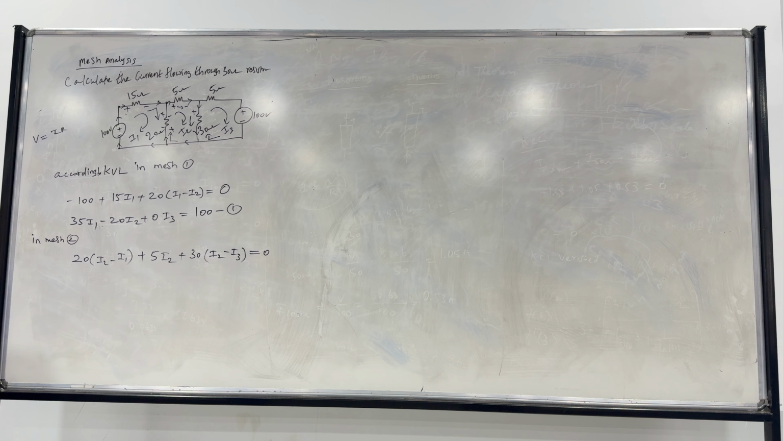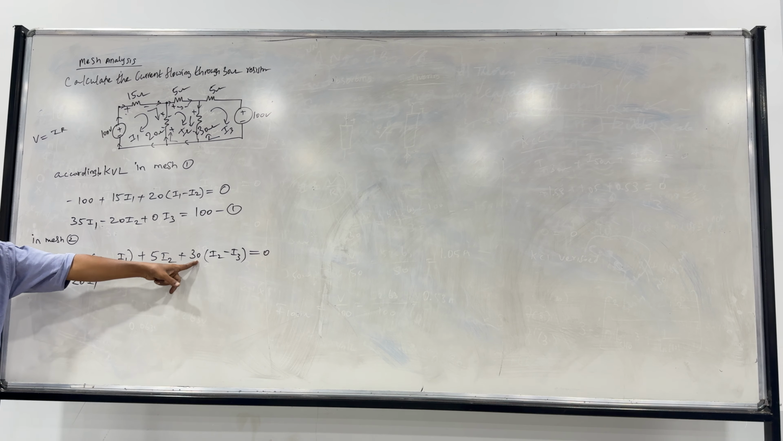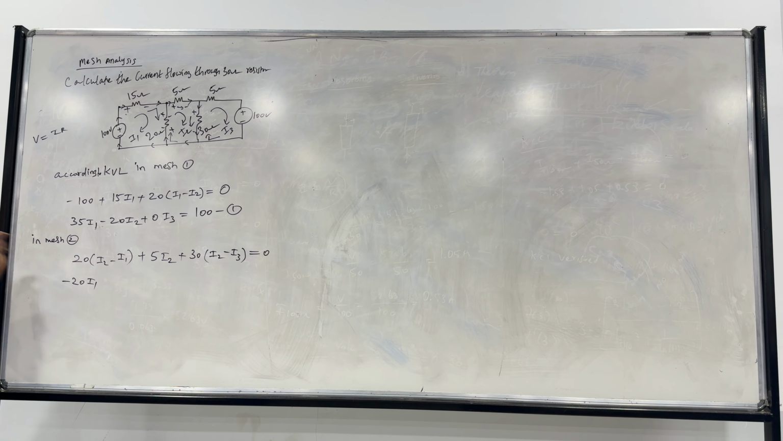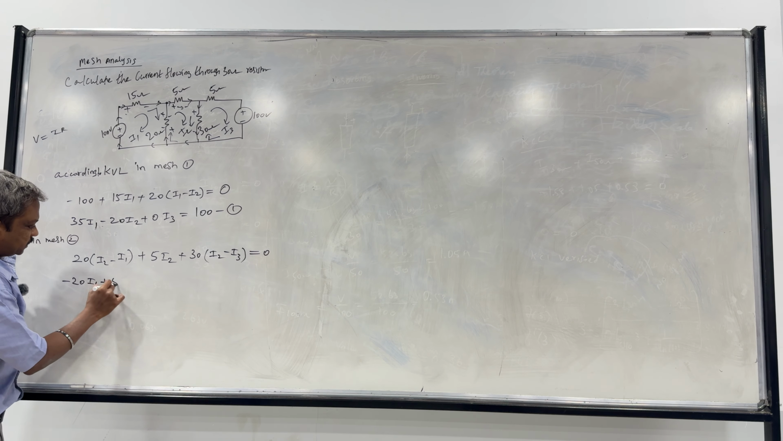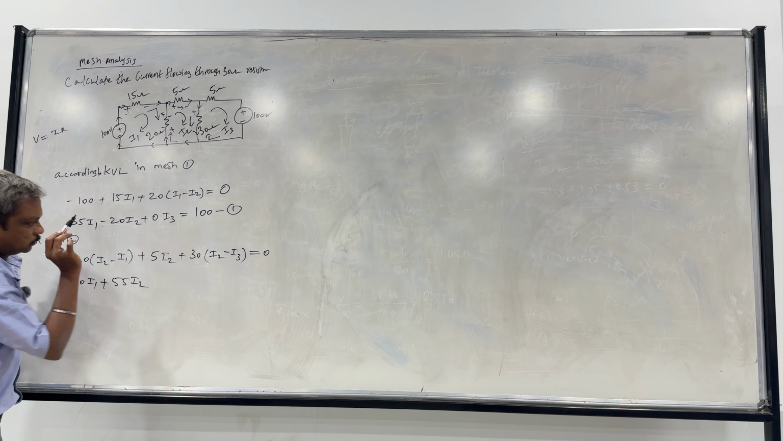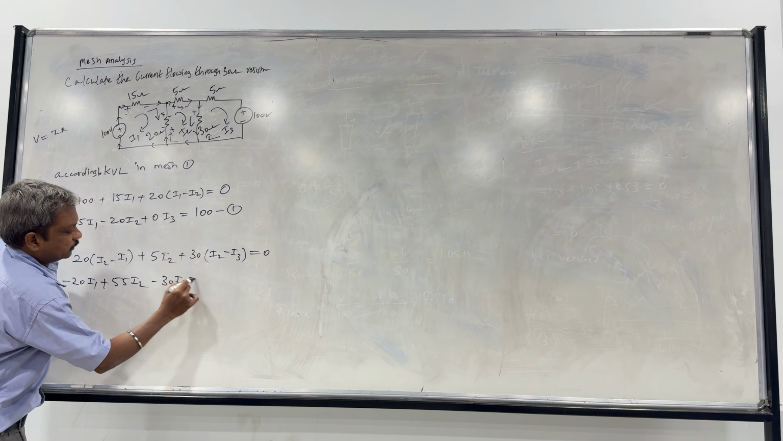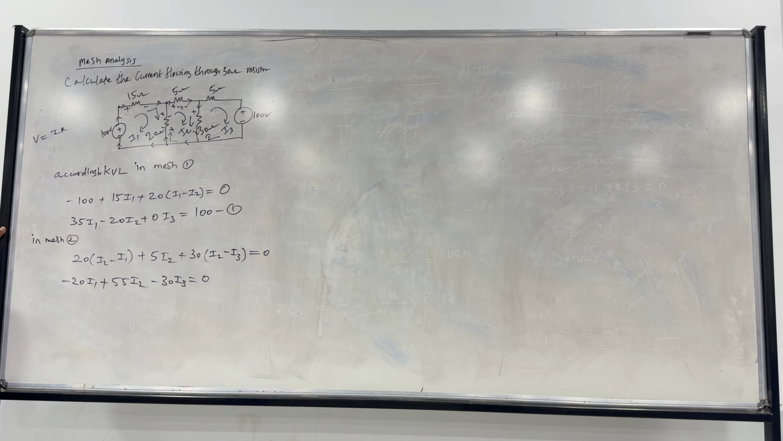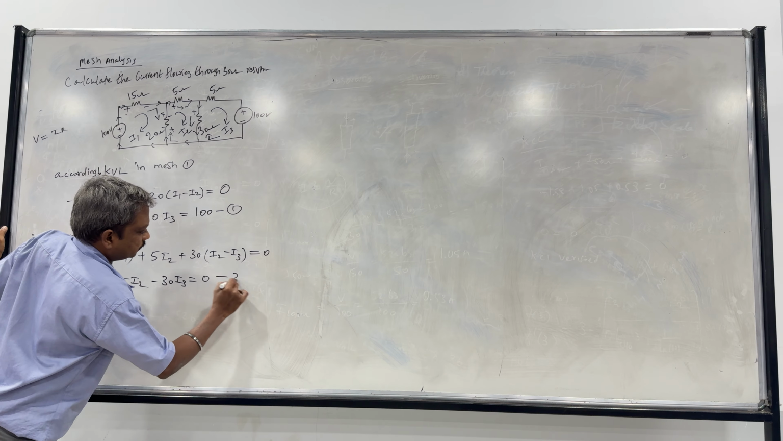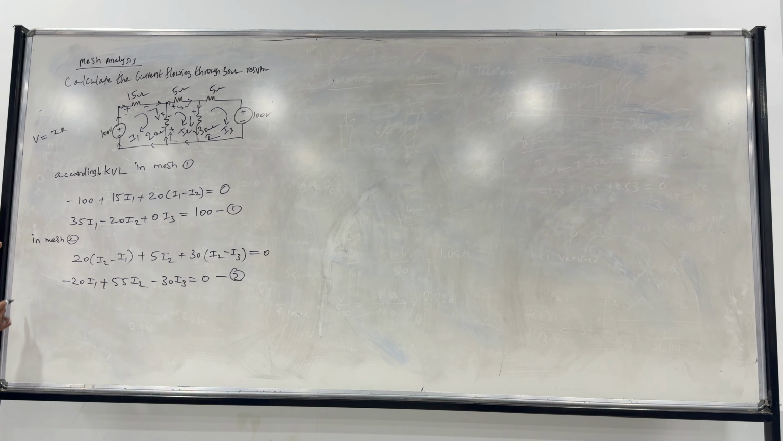Now I am consolidating. Minus 20 I1, 20 I2, 5 I2, 30. 30 plus 5, 35, 45, 55. Plus 55 I2 minus 30 I3 equal to 0. This is equation 2, pa. Any doubt? And coming to mesh 3.